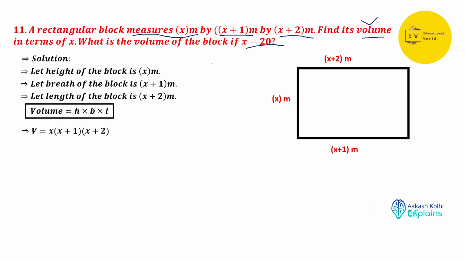Substitute the given values in the equation. We will be navigated to this step: x multiplied by x plus 1 multiplied by x plus 2. This is similar to what we have done previously in continued products. We have to multiply this x with this bracket first, and then upon simplifying this bracket, we will multiply it with the other bracket, or else this bracket can be multiplied with this also. It's up to your choice.